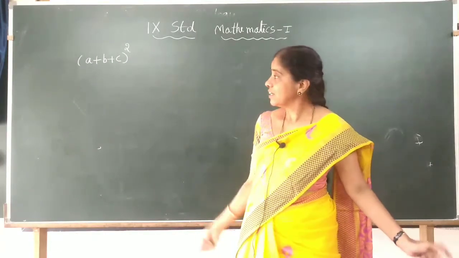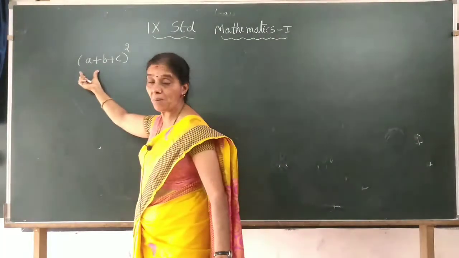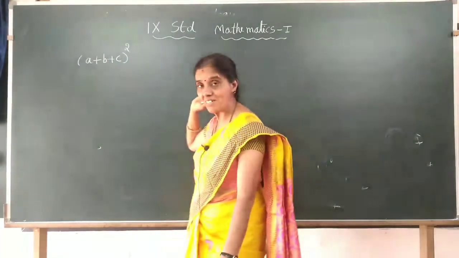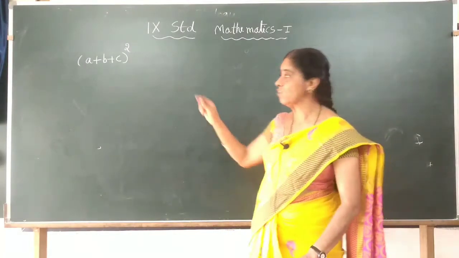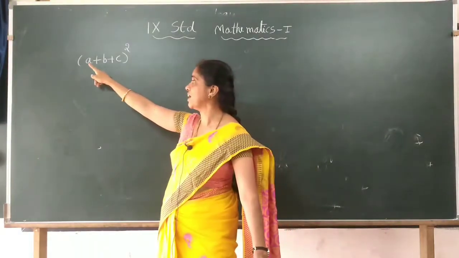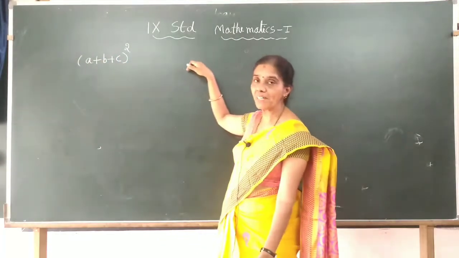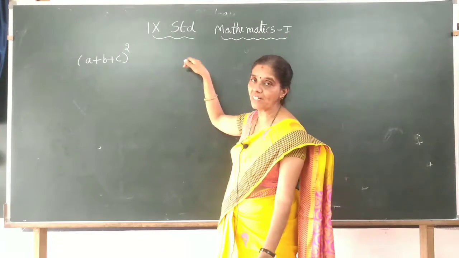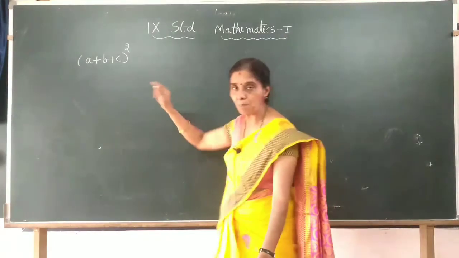In the earlier class we have used only two terms, a plus b whole square. You know the answer, a square plus 2ab plus b square. But now there are three terms, a, b and c. What is the expanded form? What is the product you will get? It is a plus b plus c into again a plus b plus c.